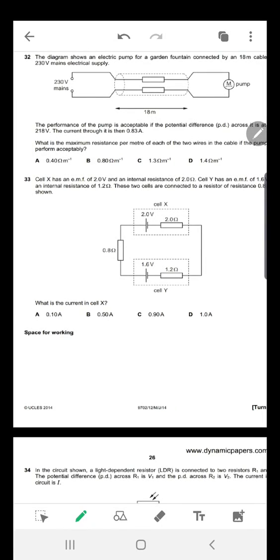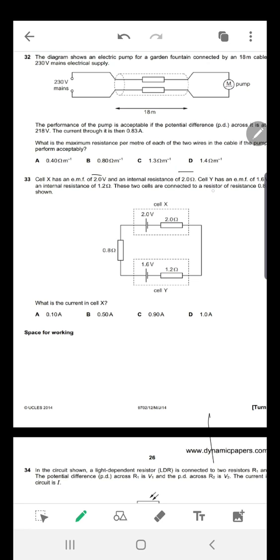All right. Now let's do question number 33. After doing question number 33, I will do 31. I just realized that I skipped 31. Anyways, so cell X has an EMF of 2 volts and an internal resistance of 2.